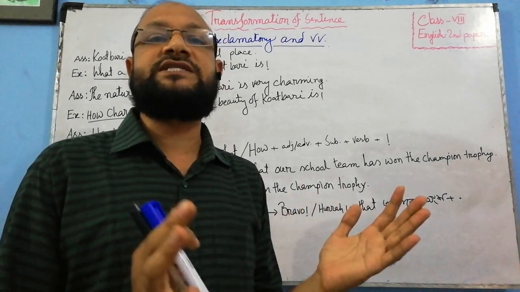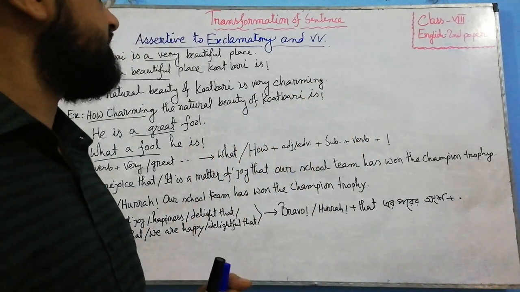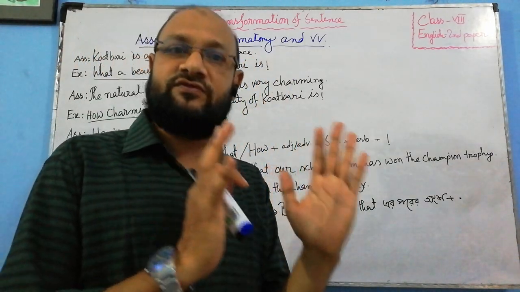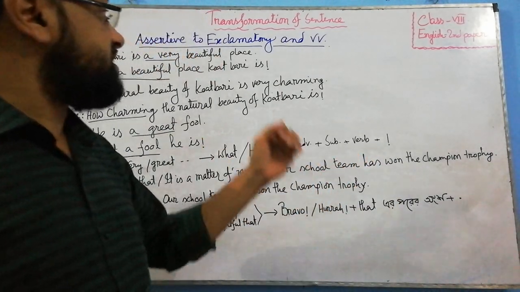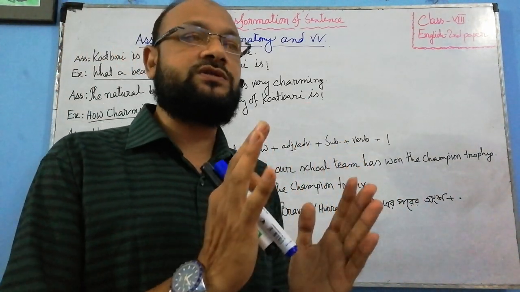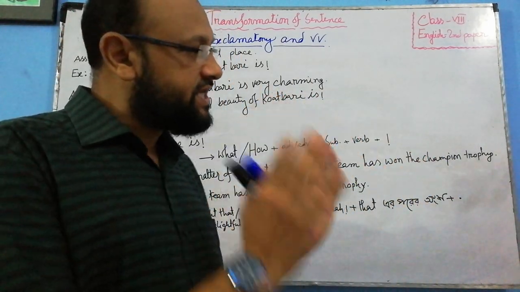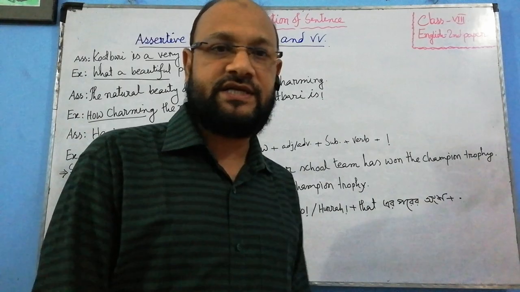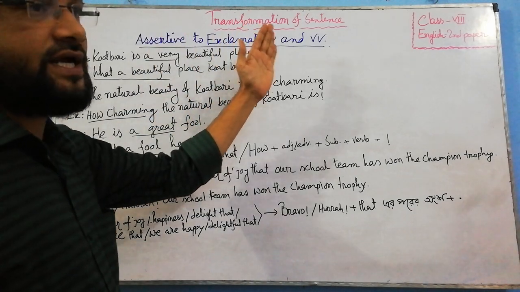An assertive sentence is a statement or narrating sentence that narrates something, that tells the narration of anything. And an exclamatory sentence is a sentence that expresses instant feelings like happiness, sadness, sorrow, etc. Okay? And transformation of sentence, what is it? Transformation means to convert a sentence from one to another without changing its meaning. To change a sentence from one kind to another without changing its meaning is transformation of sentence. And today we are going to discuss assertive to exclamatory and exclamatory to assertive.